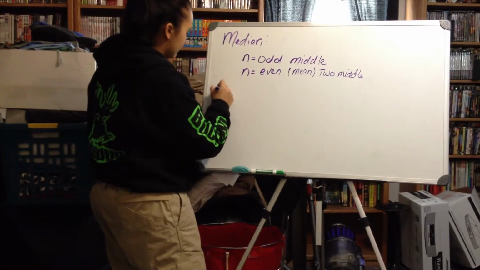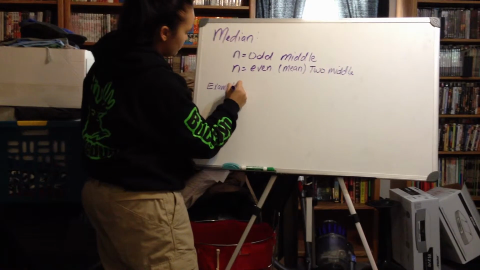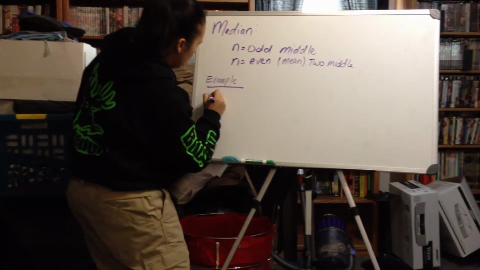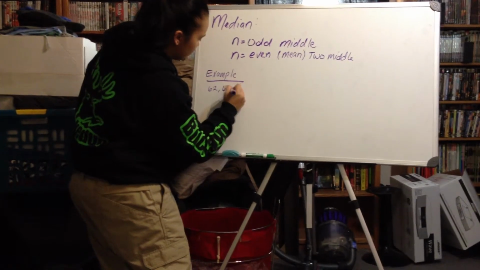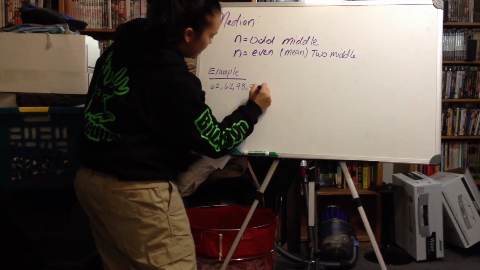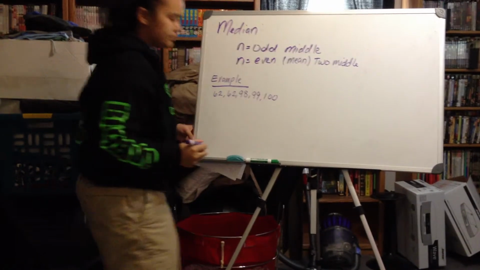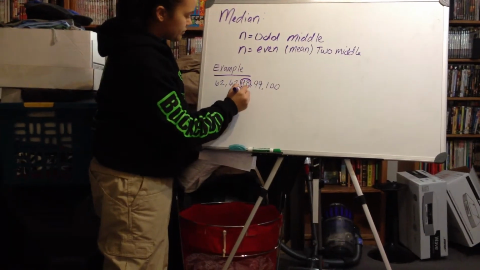So, for this example, if we had, again, 62, 98, 99, and 100, the median would be this number.